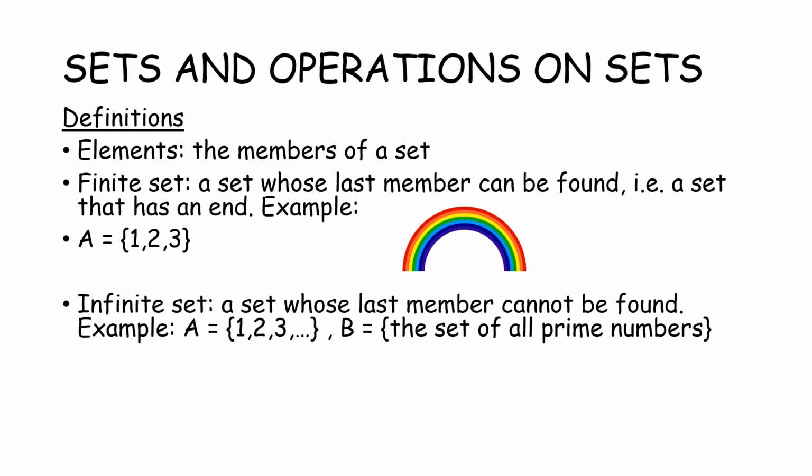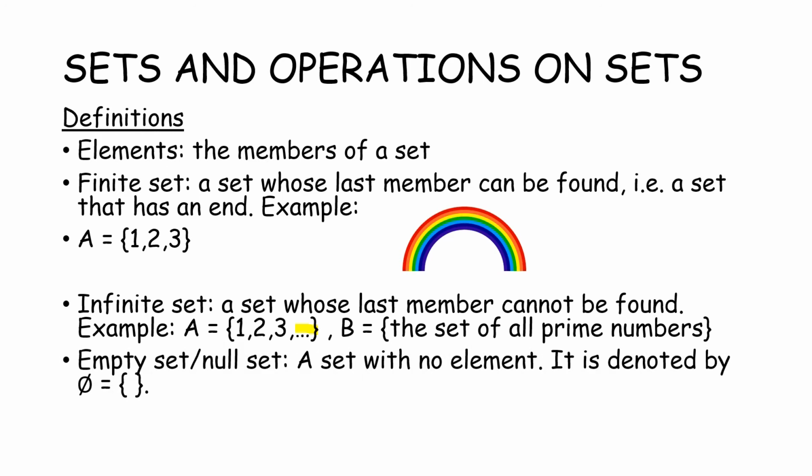An infinite set, on the other hand, is a set whose last member cannot be found. An example is the set A over here, which is made up of the numbers 1, 2, 3, dot, dot, dot. The 3 dots at the end signify that the set goes on to infinity, and as such, its last member cannot be found. A second example will be the set B is equal to the set of all prime numbers. The set of all prime numbers is an example of an infinite set, as it goes on all the way to infinity. We will look at a definition of prime numbers later on in this lecture.